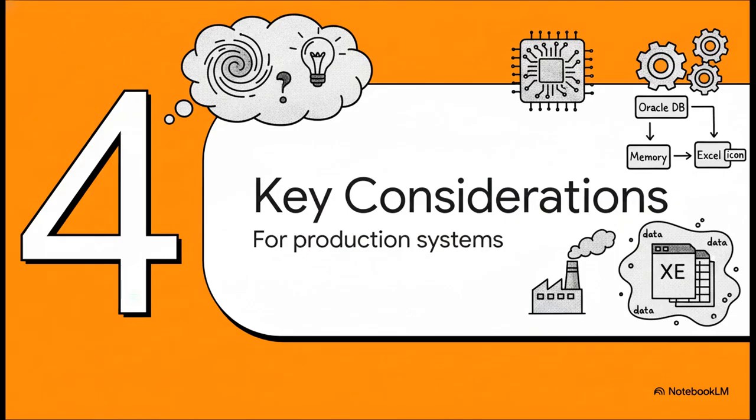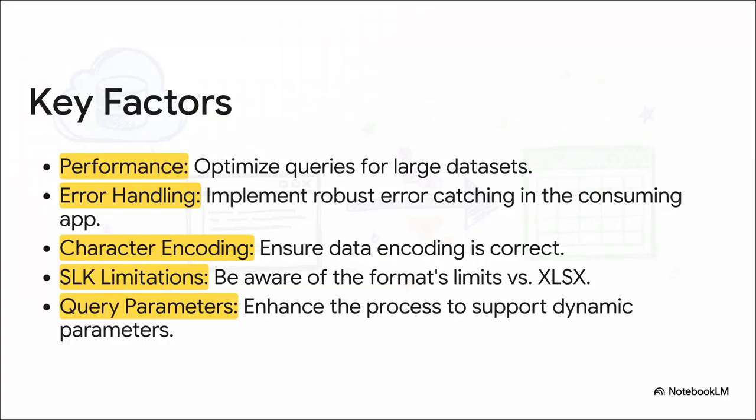Okay, but of course, anytime we talk about moving from a cool concept to a real-world production system, there are always a few practical things we need to keep in our back pocket. So here are a few key things. First, performance. If you're dealing with huge data sets, you've got to make sure your query is optimized, because this is all happening in memory.